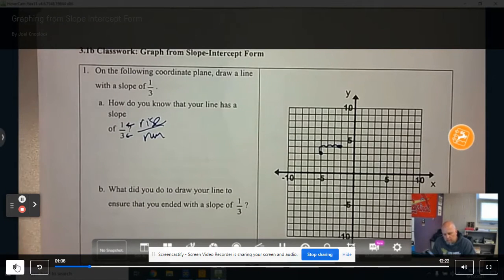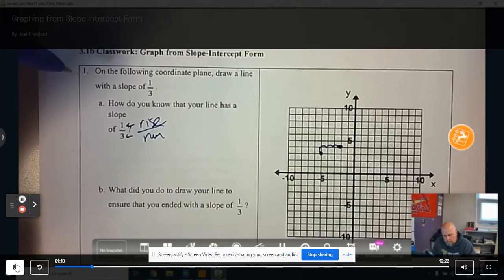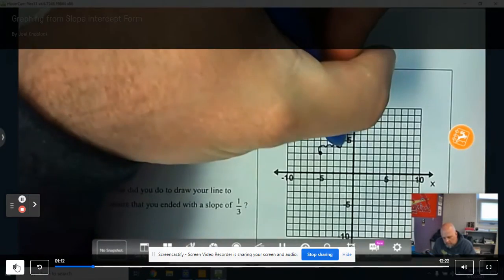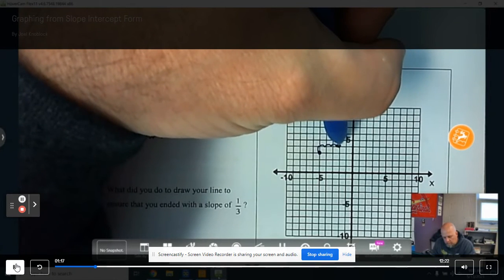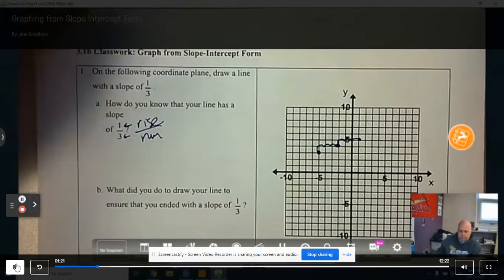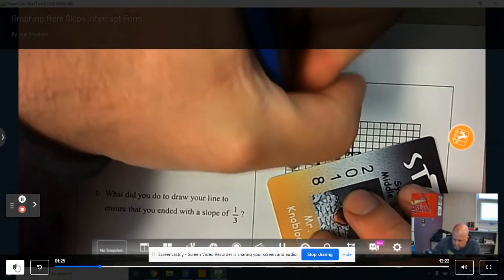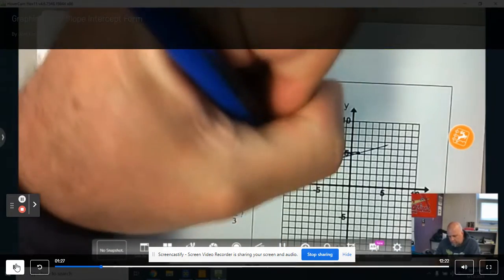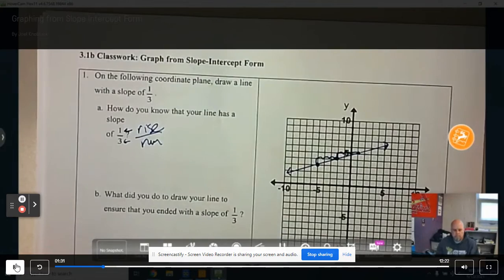Okay, when we're drawing lines, we want to make sure we have 3 points. Otherwise, you could draw a line with 2 points and not even notice that you made a mistake. With 3 points, it's pretty easy to see. So I'm going to repeat the process. I'm going to go up 1 and then over 1, 2, 3. Put my 3rd point. Okay, we're now going to go ahead and use your straight edge and connect them. And there we go.